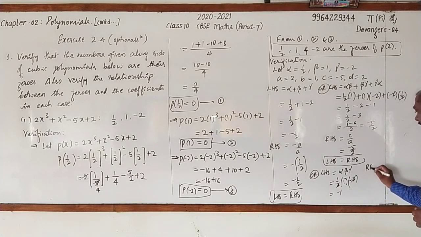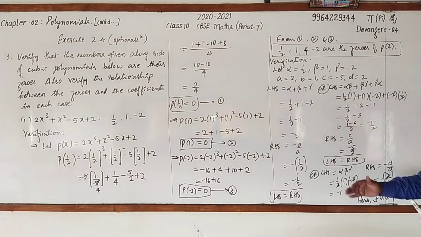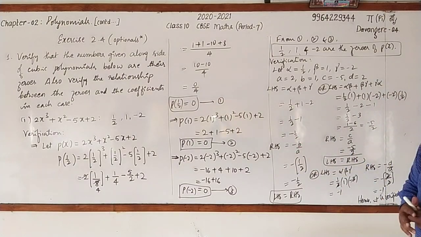What about RHS? It is minus d by a. Minus. What is d? D is 2. A is also 2. 2 get cancelled, minus 1. LHS is minus 1, RHS is also minus 1. We can write, hence it is verified. Please go for copying from there to here quickly.